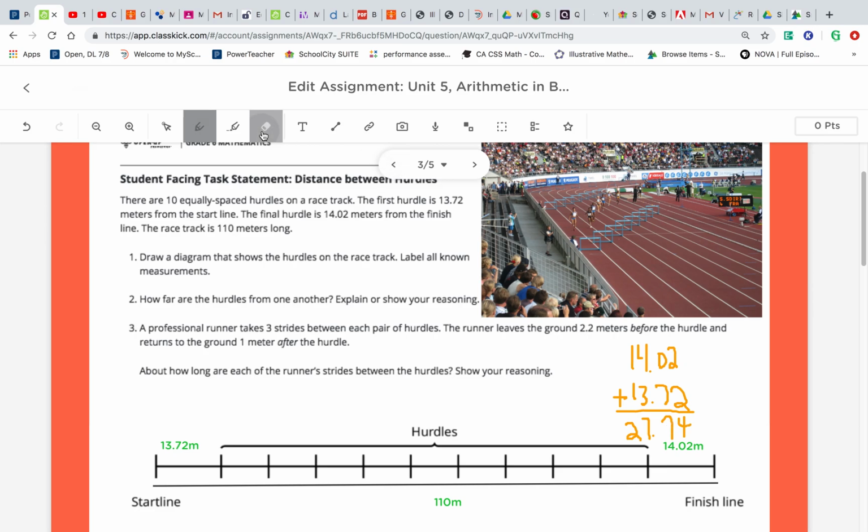So 27.74, let's go ahead and see what that's going to be when we subtract that from the 110 meters. I'm going to remember that 27.74 is what we're going to subtract from 110 meters. So it's going to be 110 minus 27.74. Now it's important that we get this set up properly with our decimal points. Notice the decimal point is here, and we don't have a decimal point up here, so that means it's at the end. So we're going to have two blank spots here, and we're going to have to add in zeros for both of these.